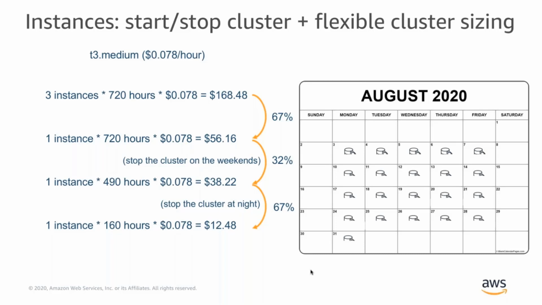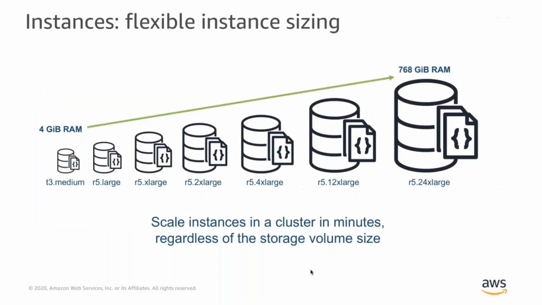So you can take a 3-instance cluster, save about 93% on it by using start, stop, and single instance clusters for dev test, and then bring that down to about 12.50 a month to be able to run a dev test workload. So that's where the flexibility of stopping and starting a cluster really helps you optimize for cost.